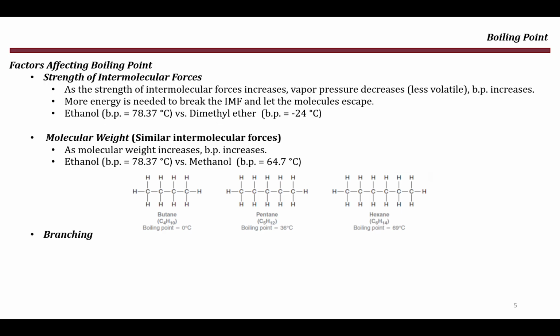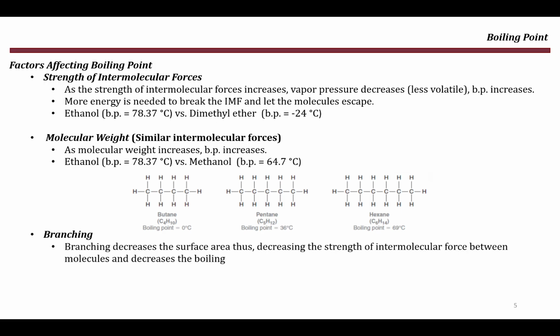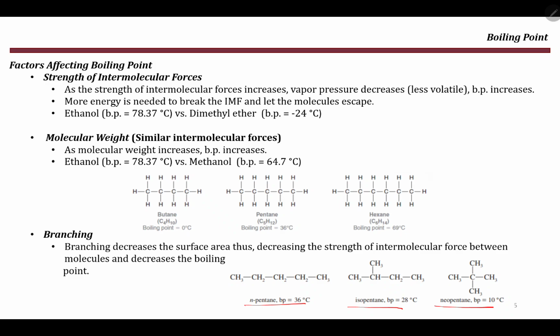The third factor is branching. If you have a couple of compounds which have the same type of intermolecular forces and the same number of carbons, but they have different numbers of branches, then branching is well known to decrease the boiling point of the compound. For example, if we compare the boiling points of pentane, isopentane, and neopentane, all of them have 5 carbons, but pentane has no branches, isopentane has 1, neopentane has 2.